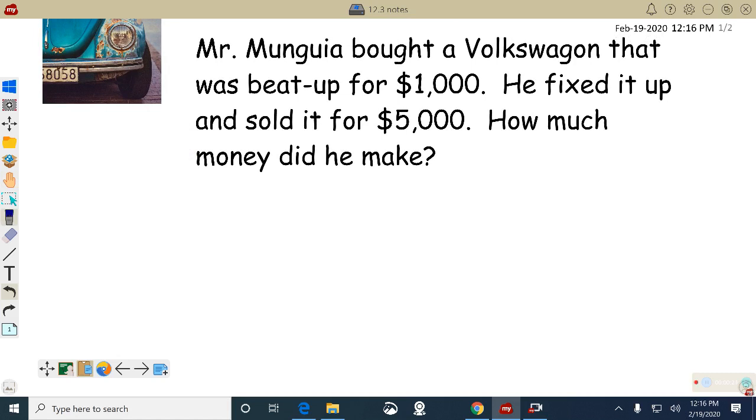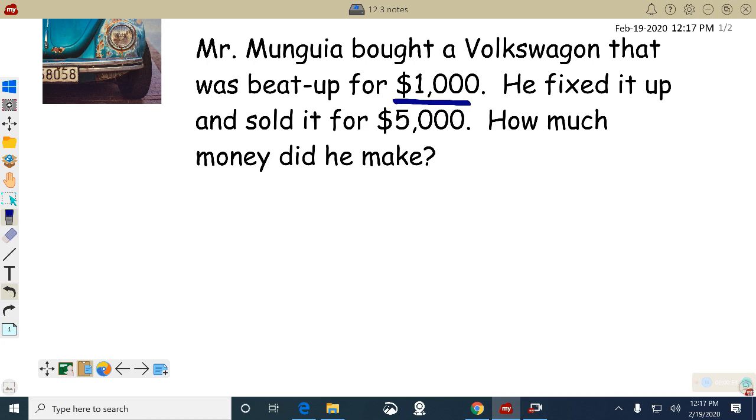This warm-up is going to transition into our new lesson of the day. The new lesson of the day has to do with this word called investing. So this is a really silly example of an investment. I bought a car that was all beat up for $1,000. So notice I gave out money. What else did I give out?